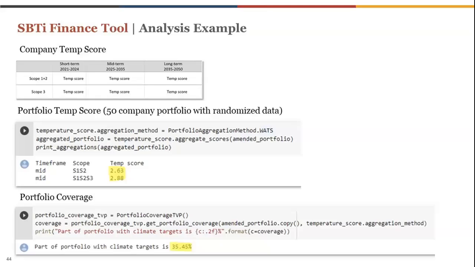Then we take that and aggregate it up, and we have, I think, seven different aggregation methods. Most of those are based on some sort of inclusion of current emissions, but they're also based on things like revenue. We use total assets, market cap, or enterprise value as denominators in order to aggregate these into a portfolio temperature score. As we can see here, we can divide up what type of data we want to get out of this, but in this case, we're seeing the midterm scope 1-2 and scope 1-2 and 3. They come out at 2.6 and 2.9 degrees, let's say. And we also get the portfolio coverage, which is the other methodology in this tool, and we see that is coming out at 35%.